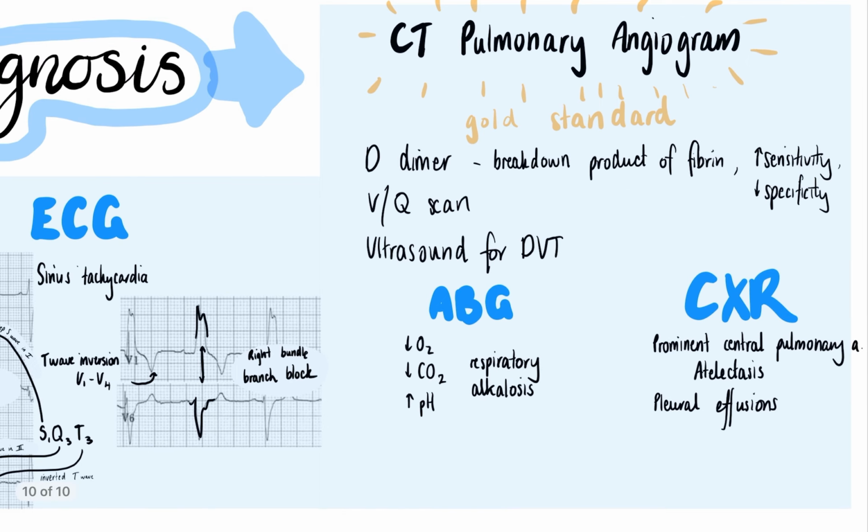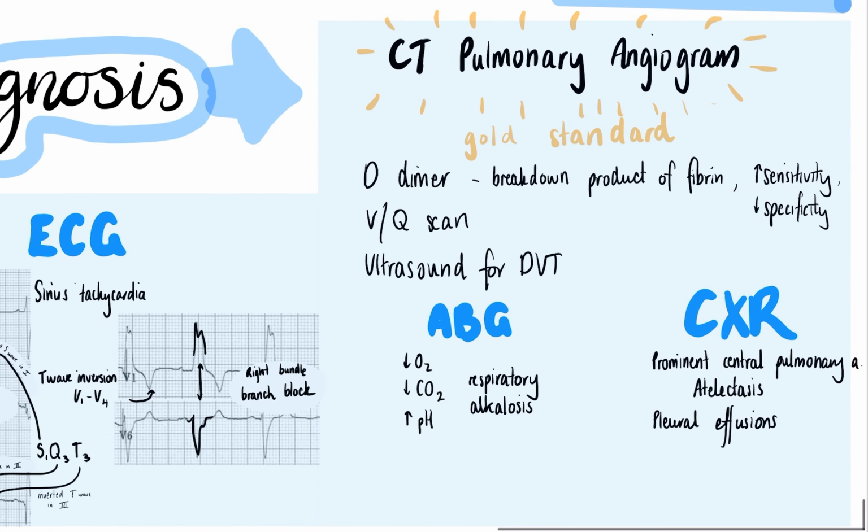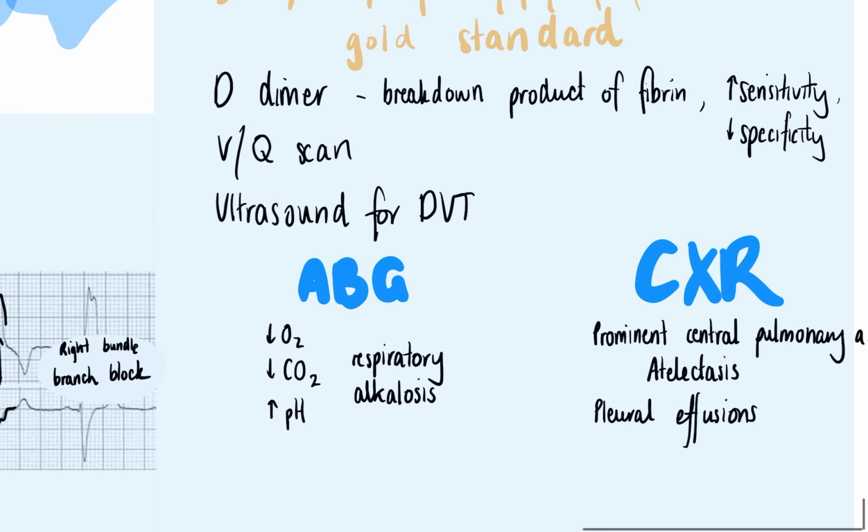In terms of other investigations, you would do an arterial blood gas, and you would see hypoxia with hypocapnia and alkalosis, which would correspond to a respiratory alkalosis. Whether or not this is compensated with bicarbonate would depend on how long it's been going on for.